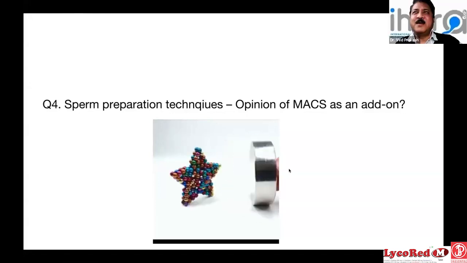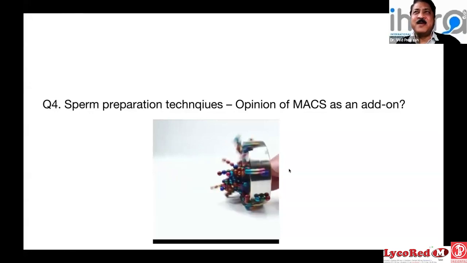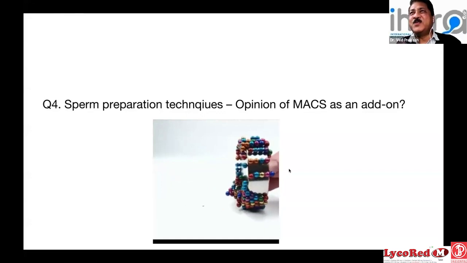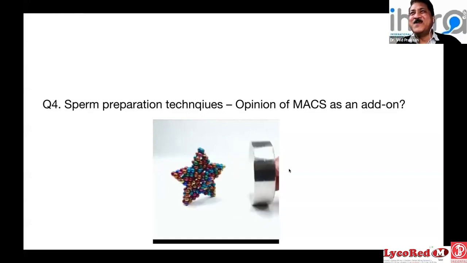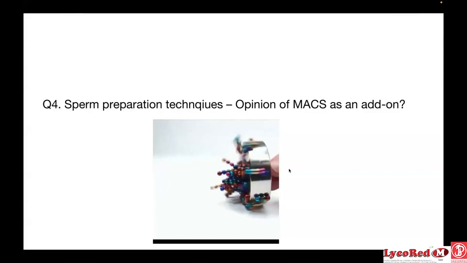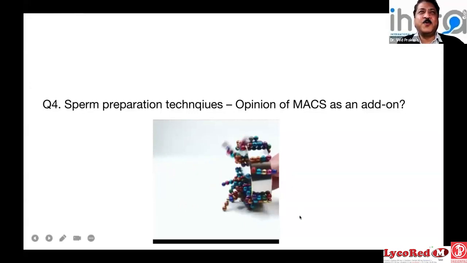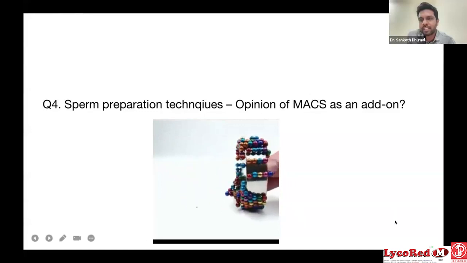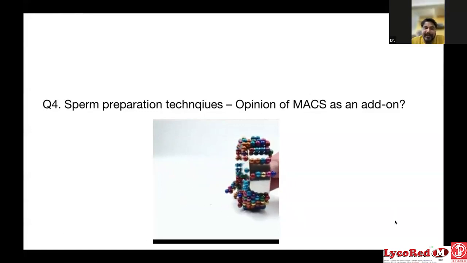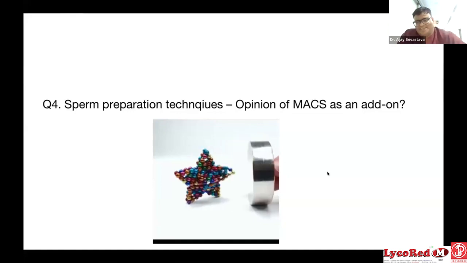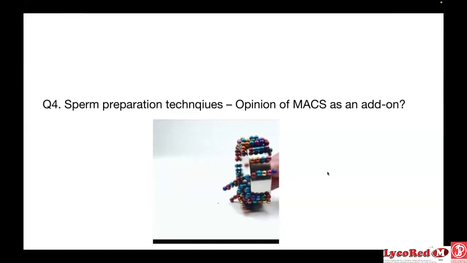I am not using that, and I have no experience with this product, but maybe some other people do. Sanket, are you using it in your center? Sorry, sir, we are not using that. Most probably we would go for microfluidics rather than MACS. What about Hemant and Ajay? I don't think many people are using MACS.